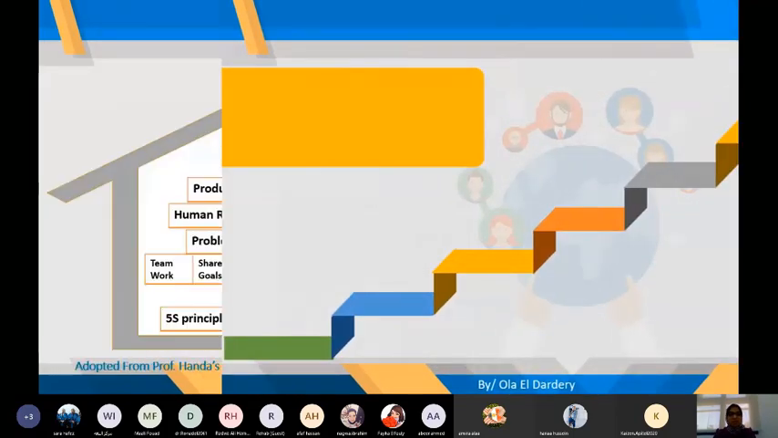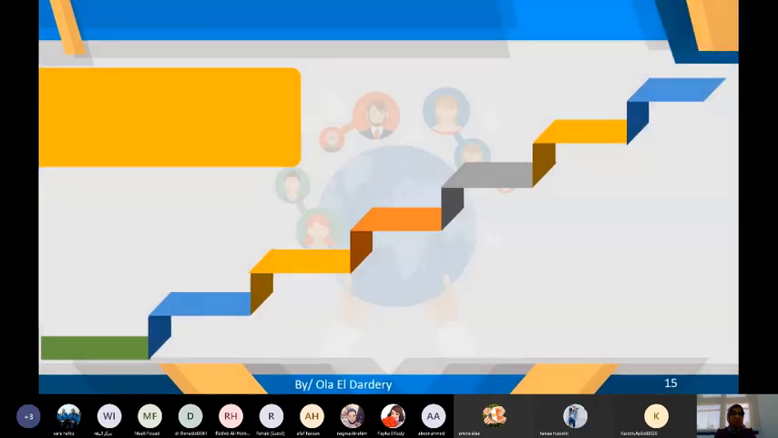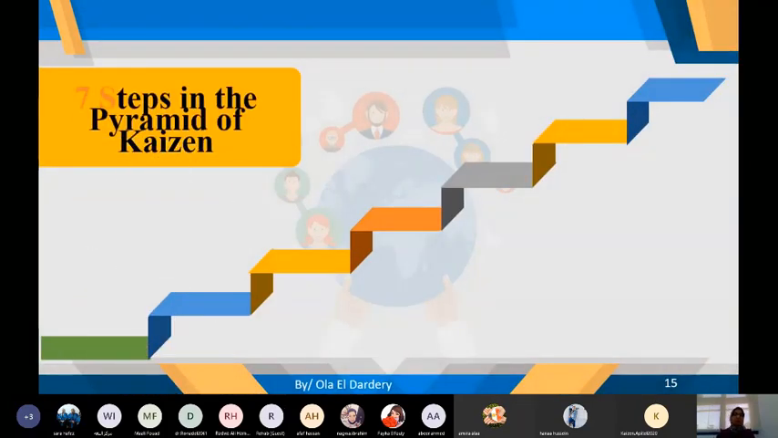So as we said here, this is the Kaizen hierarchy. It's built step on step. And all those steps are very important, and they are called the 7 steps in the pyramid of Kaizen. Those steps, as we said, start by using the 5S principles and then having teamwork. And we said the team is a group of people that have common interests, that work together to achieve a certain goal set for them. I said the most important element in that is trust.